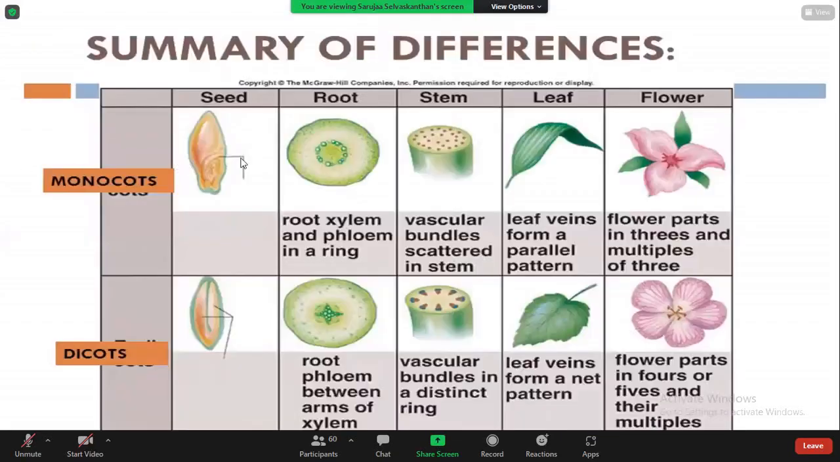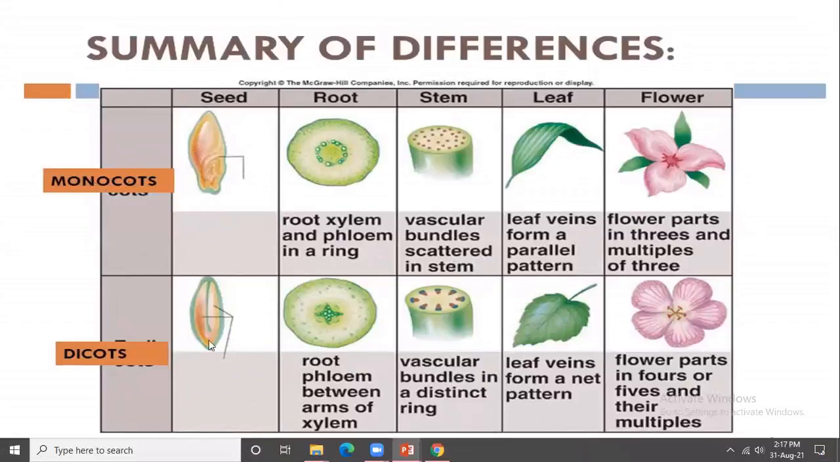Okay. Then summary of monocot versus dicot. This is the monocot seed. This one is dicot seed. This is common in your spot exam also, you know. If you want, you can take a screenshot or anything. This is the monocot plant. This is dicot plant. Root: in monocot, xylem and phloem are in ring shape. In dicot, the phloem is between the arms of the xylem. Between the arms of the xylem there is the phloem.